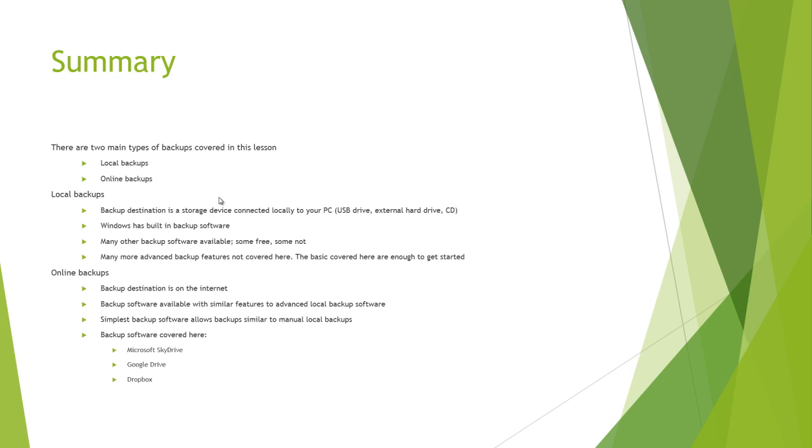The simplest backup software allows backups similar to manual local backups, and those were the types that we covered here in this lesson. So the backup software that we covered here was Microsoft SkyDrive. That's the one that I talked you through setting up and installing on your computer and using to do a manual online backup. Google Drive is another one, and Dropbox is another one. There are heaps more out there. Those are the three most popular, the ones that I've used before, and the ones that most people that I talk to tend to use. So that's pretty much it. That's the lesson on backups, done and dusted.